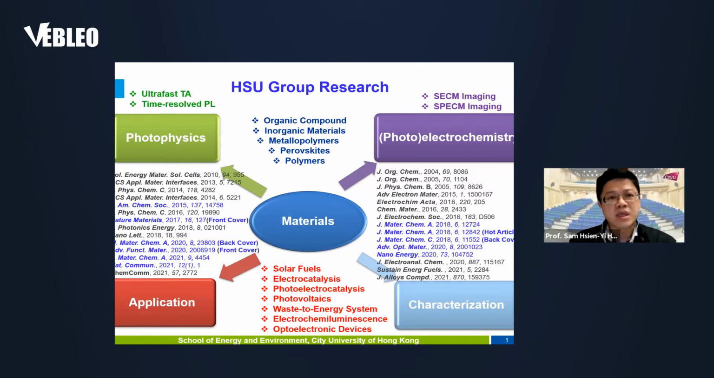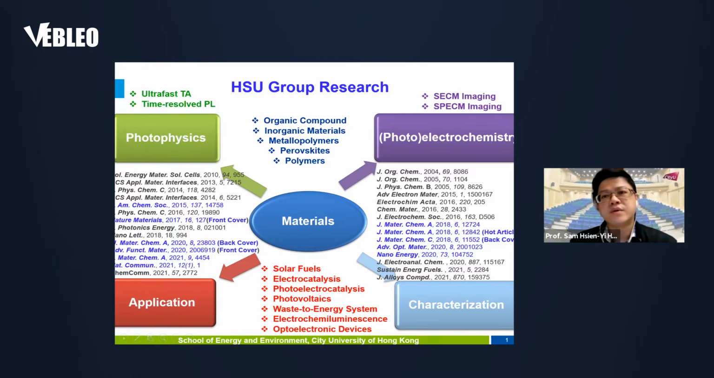So actually, the materials we focus on include organic compounds, inorganic compounds, and hybrid materials, including functional metal polymers, hybrid perovskite, and the metal-based polymers. When we design or synthesize these materials, we systematically investigate the photophysical and photoelectrochemical properties by ultra-fast transient absorption or time-resolved photoluminescence.